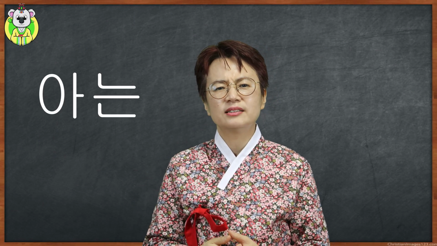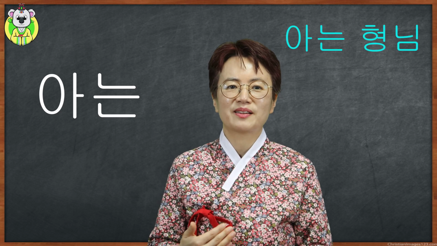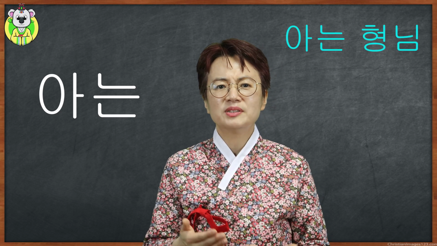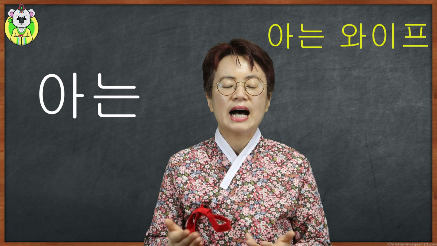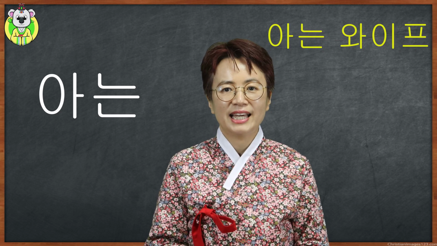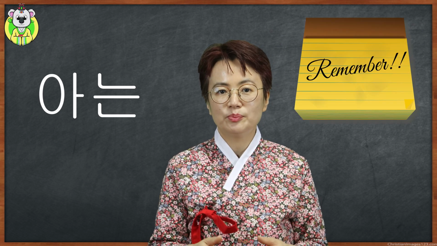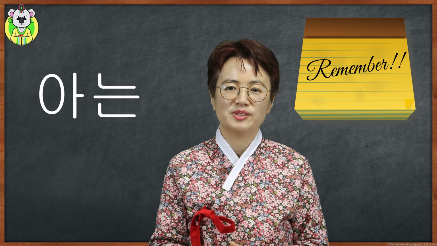Come to think of it, a TV show is called 아는 형님, an older brother that I know. And there was a TV series called 아는 와이프, a wife that I know. And 아는 사람 is someone that you know, and it would be a very useful one to remember.